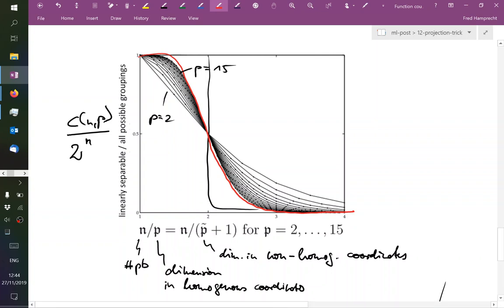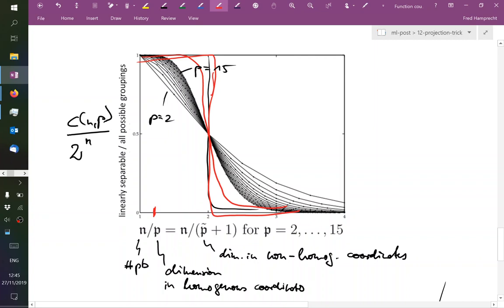And exactly half of them will be linearly separable. But if I go to a lower dimensional space, so if I have fewer points, like let's say I only have not 30 points, but only 10 points, that's still 2 to the power of 10 possible dichotomies, then virtually all of them will be separable, because my curve here is very close to 1. So as we increase the dimensionality of space, this curve becomes more and more like a step function.